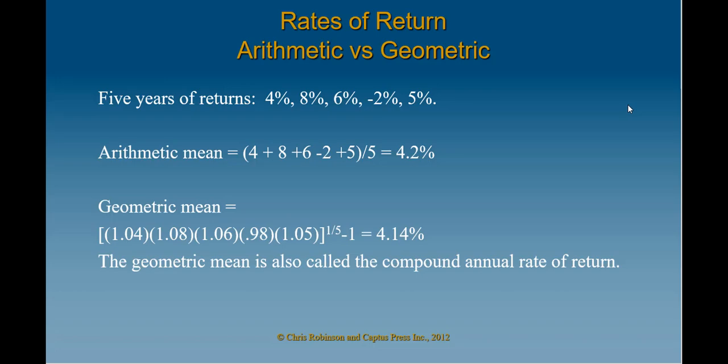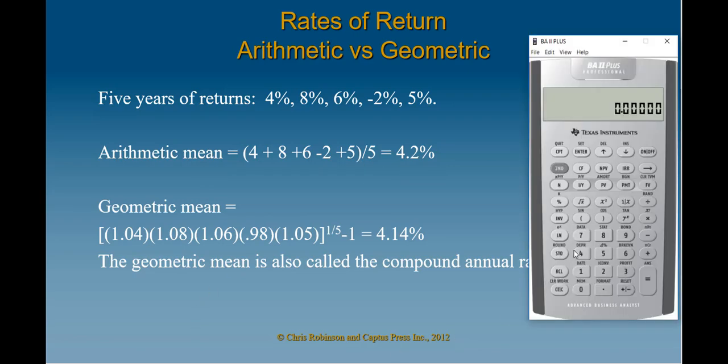Now we're looking at rates of return, and we're going to compare arithmetic versus geometric means or averages. Okay, so we've got 5 years of returns. In year 1, we've got a return of 4%, year 2, 8%, year 3, 6%. Year 4, we've got a negative 2% return, and in year 5, we have a 5% return. So to calculate the arithmetic mean, and mean just means average, the arithmetic average is just the sum of the numbers divided by the count of the numbers, and it gives us 4.2%. So that's pretty easy.